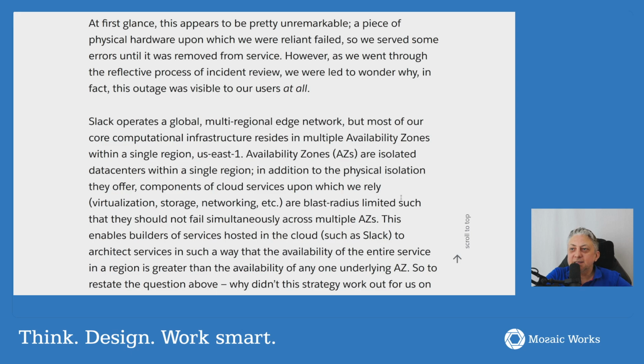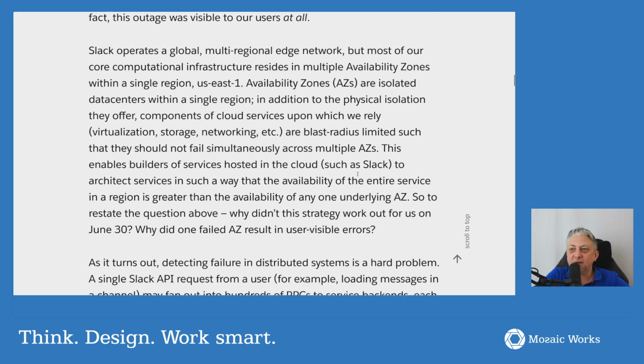At first glance, this appears to be pretty unremarkable. A piece of physical hardware upon which we have relied failed, so we served some errors until it was removed from service. However, as we went through the reflective process of incident review, we are led to wonder why, in fact, this outage was visible to our users at all. Slack operates a global multi-regional edge network, but most of our core computational infrastructure resides in multiple availability zones within a single region, US East 1.